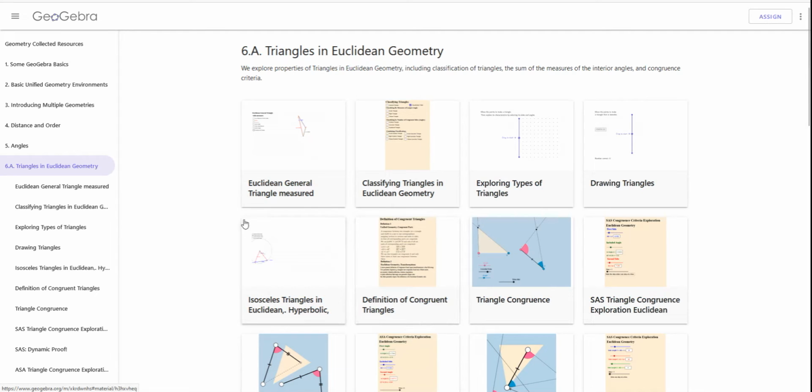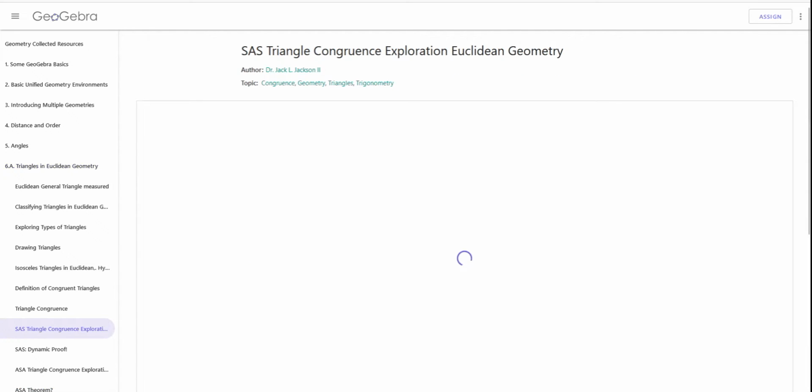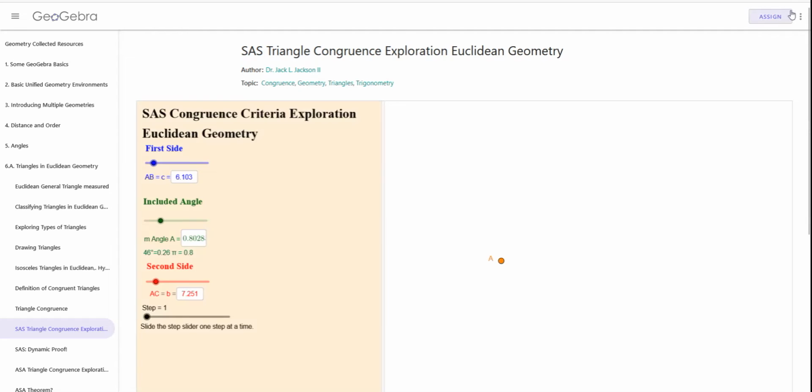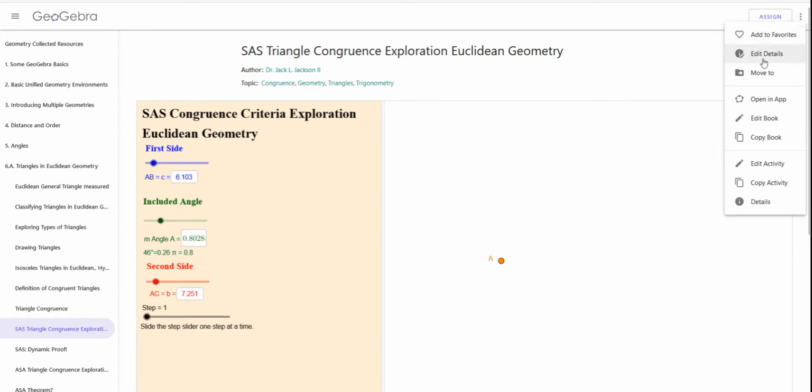If you look here, we have several different things. We've already talked about some of these things, looking at Euclidean triangles in general, classifying triangles, and what we mean by defining triangles as being congruent. And today we're going to look at this one here, the side angle side triangle congruence criteria, and explore that in Euclidean geometry. We're going to open this in the app like this, which is the way I suggest you do this.